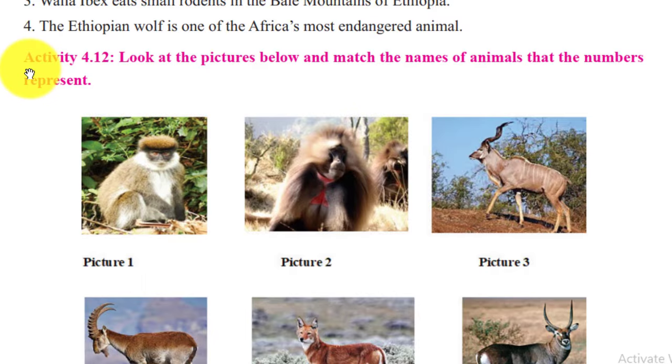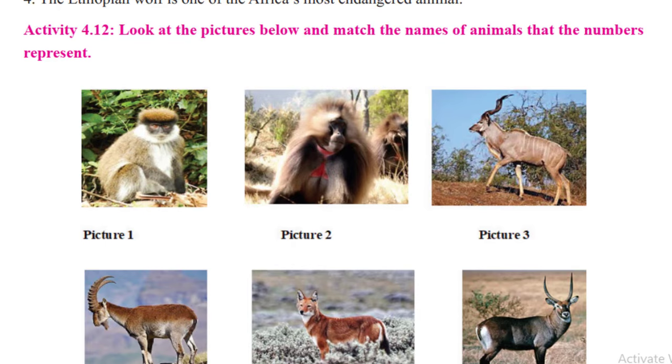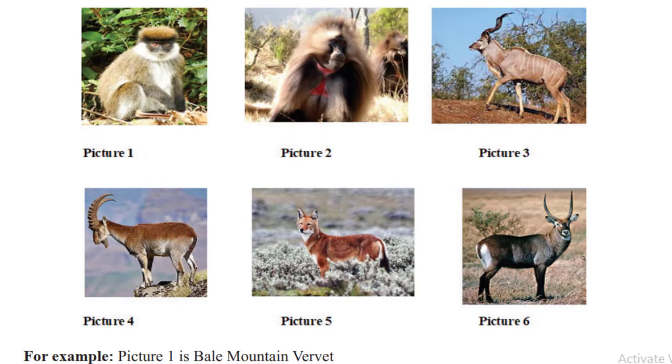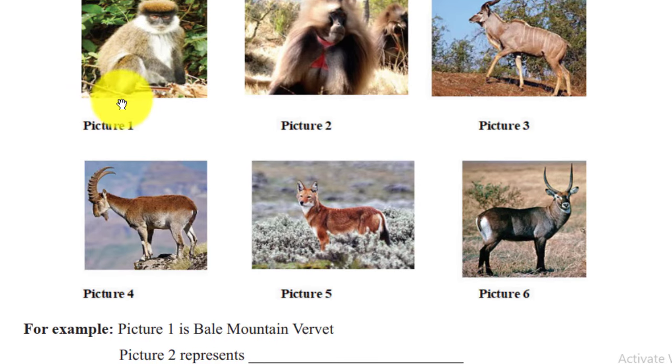So these answers can be given based on your understanding according to the passage. The other part, activity 4.12: look at the pictures below and match the names of animals that the numbers represent. What kind of animals they are? Just you are going to name each animal according to the picture. Okay, the first picture, picture 1, I think is already done, the answer is given already. Bali mountain vervet is given. When you come to picture 2, the Gelada baboon, this animal.